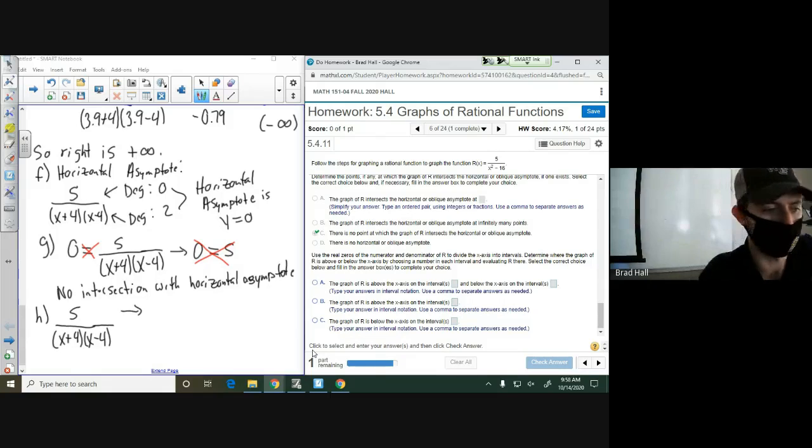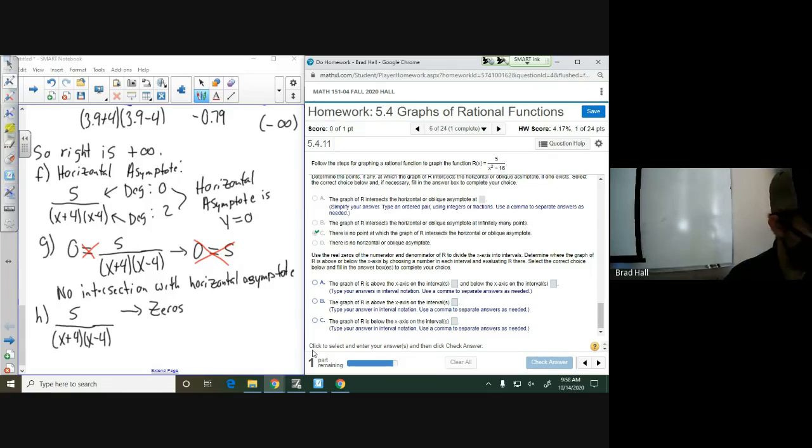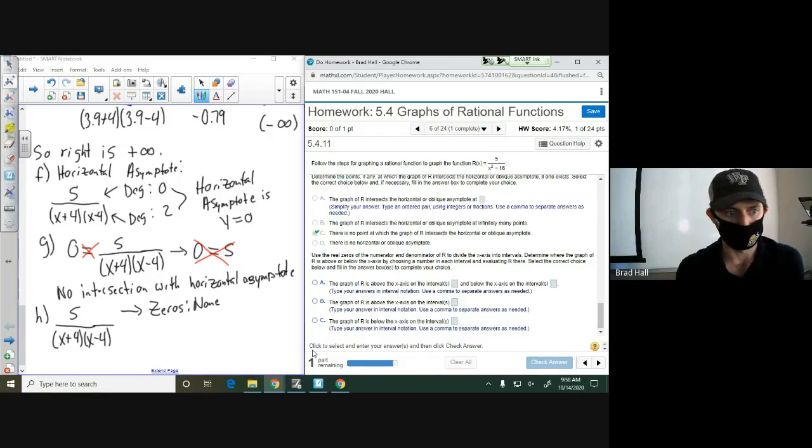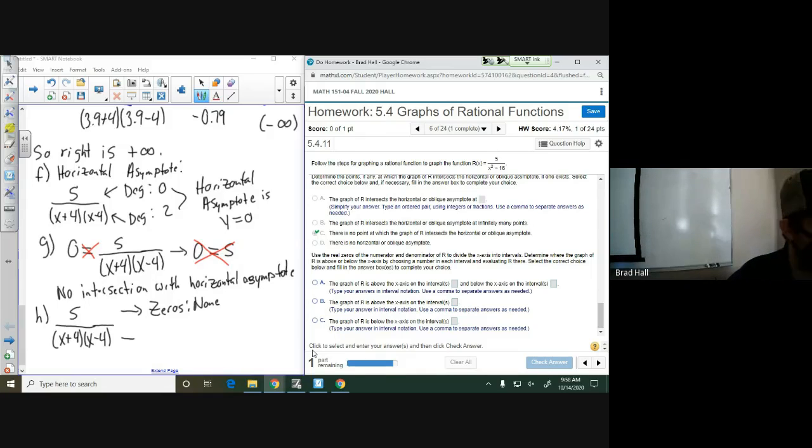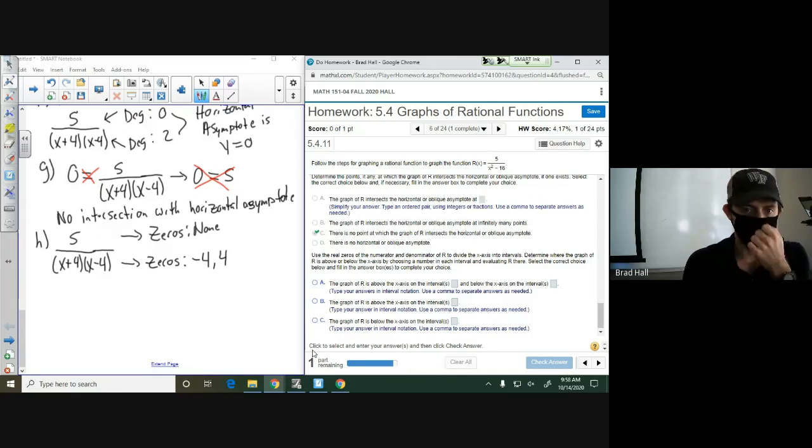So the zeros of the numerator, there's none. There's no zeros for the numerator because there's no x. But for the denominator, the zeros, as we already found, are -4 and +4. And now they want us to use these zeros to, it goes on to say, choose a number in each interval.